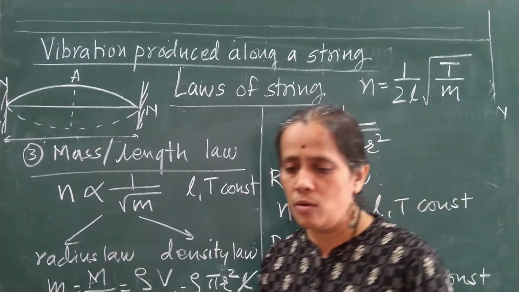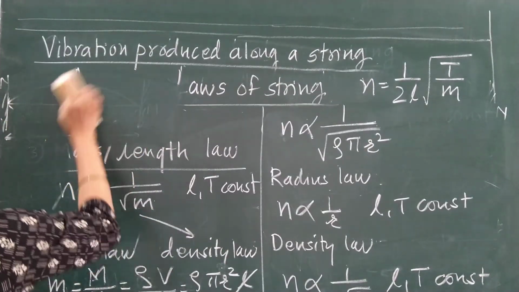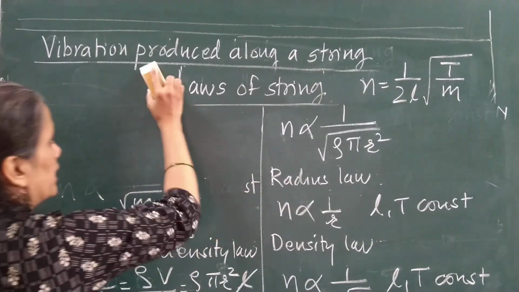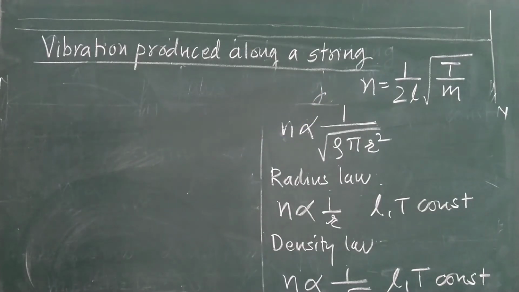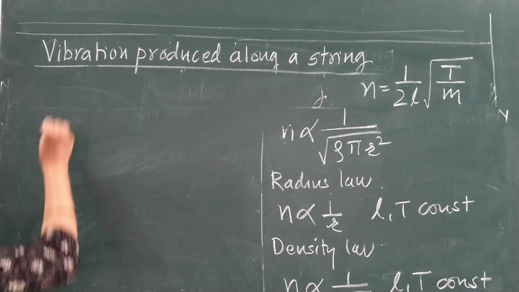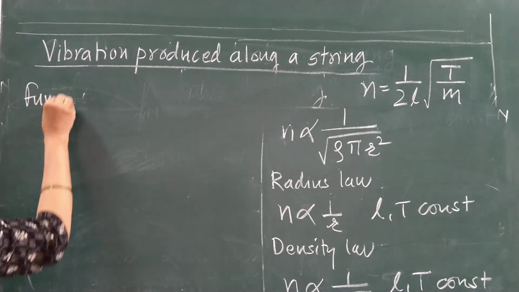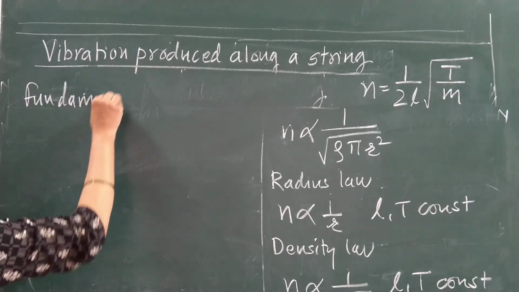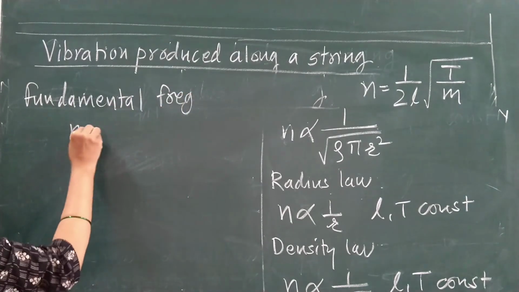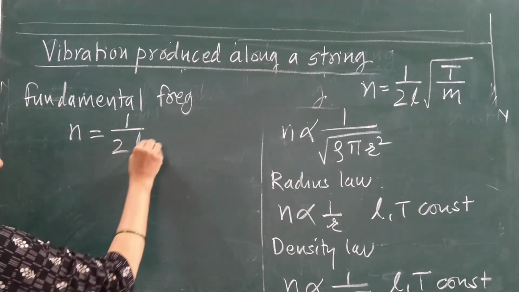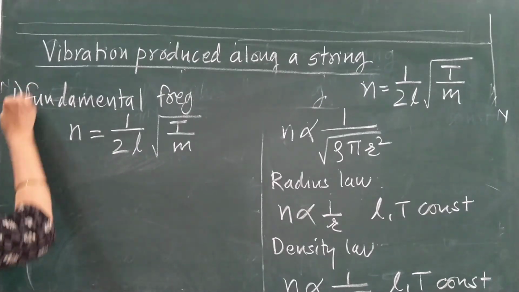Clear? So now in this vibrating string, which important formulas can we remember? See here, I can give the listing of those formulas. First, regarding vibration produced along a string, the first formula is the fundamental frequency formula. What is that? Frequency n is equal to 1 upon 2L under root of T by m. This is the first important thing.